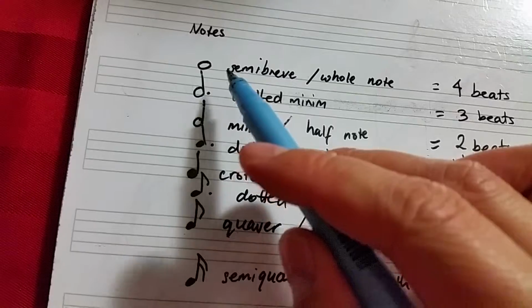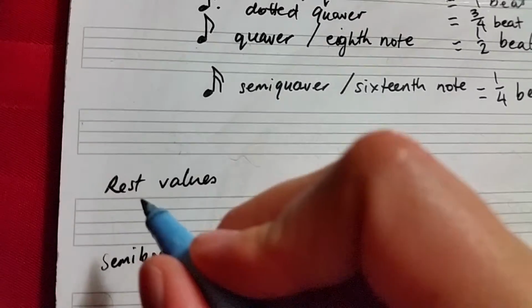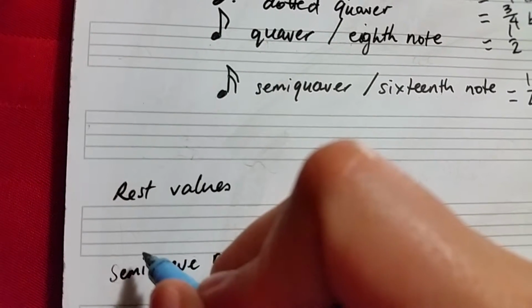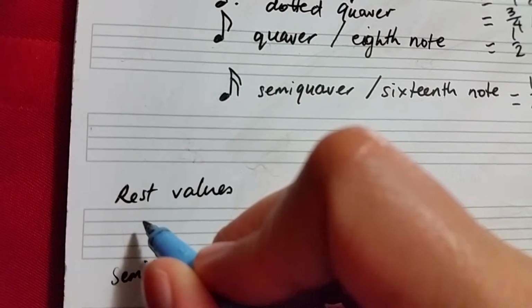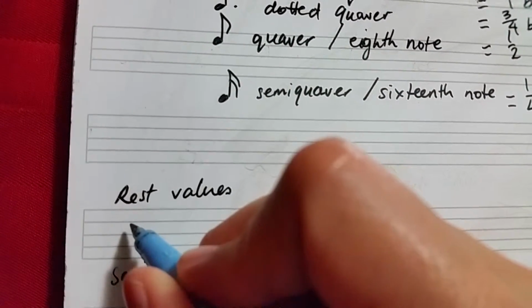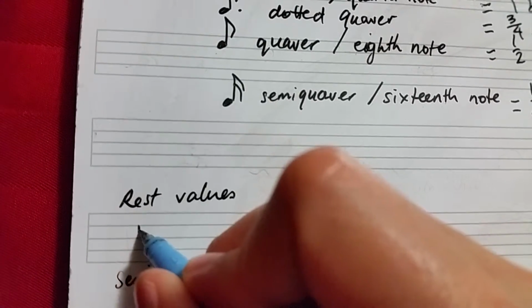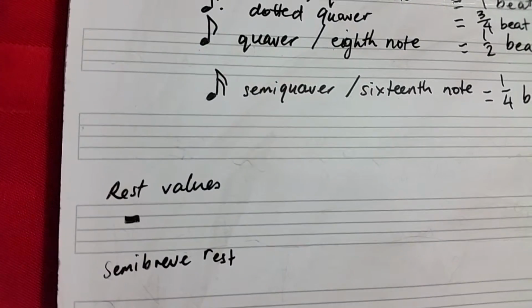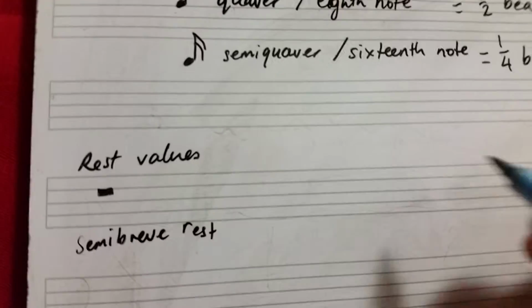So it's equivalent to the semi-breve note. So the semi-breve rest is always written like this in the stave. So you look at the second highest gap or space and you draw a rectangle hanging off the line. So that's the semi-breve rest.